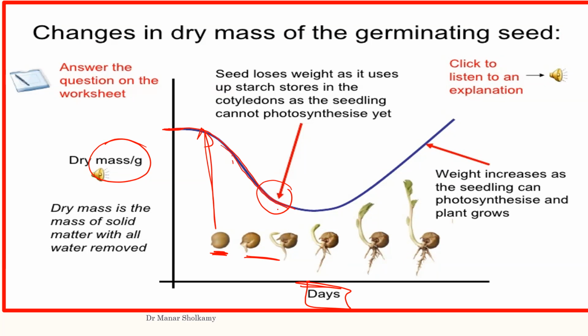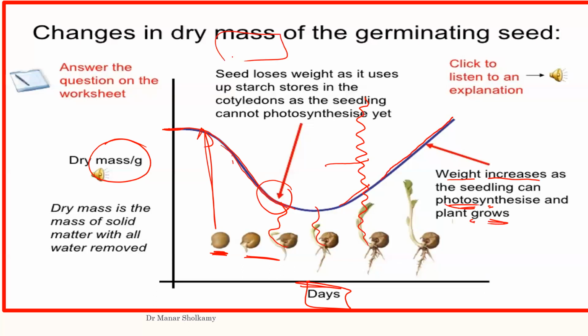Then what does it do? It is doing respiration. What is respiration? It will break down the stored food so that it provides itself with energy, and then it will use this energy to germinate, as you can see. Once it germinates and it appears above the soil and now it is exposed to light, it will start doing photosynthesis, and only then will the mass of the seed increase. Here the weight will increase as the seedling can do photosynthesis and grow.